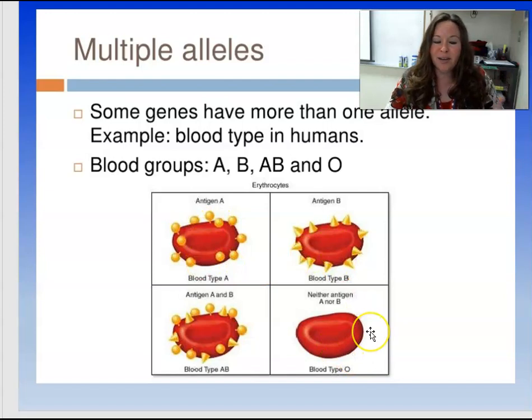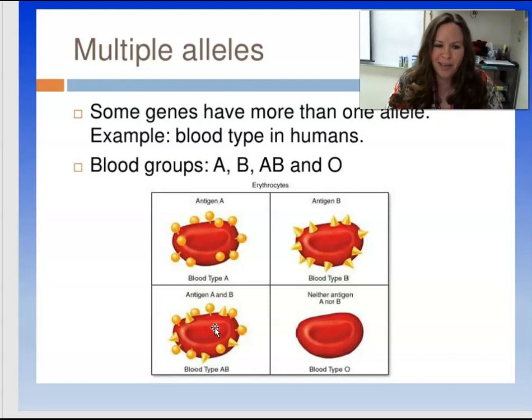All right. So AB is actually what we call the universal acceptor because they can receive from A, B, and O. Since O doesn't have either of those antigens, there's no flag, no foreign protein to make the immune system jump into action. So universal acceptor is AB. O is the universal donor because they don't have any weird antigen that is different in the other types of red blood cells. So again, they are the universal donor and very well sought after during blood drives.